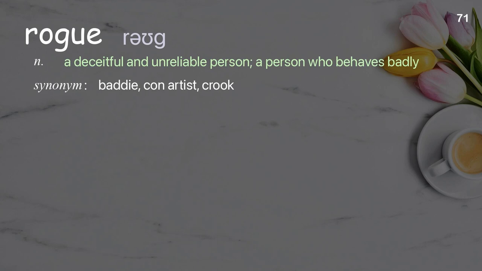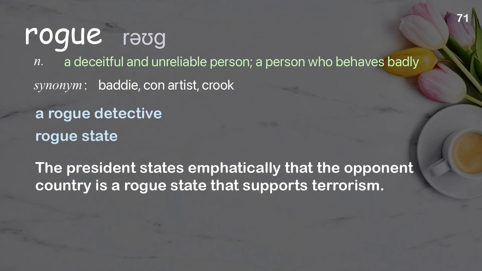Rogue. A deceitful and unreliable person, a person who behaves badly. Examples: a rogue detective, rogue state. The president states emphatically that the opponent country is a rogue state that supports terrorism.